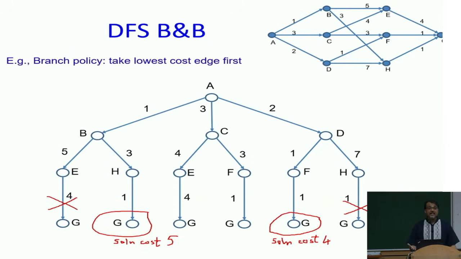What is even more interesting is I can get rid of full subtrees. So, if you think about C, what can I say is my lower bound of going through C? 3 plus 3, 6, and 6 is already greater than 4. So, there is no way I am going to get the best solution through C. So, I prune it, I do not even visit anything beyond C. And therefore, I have reduced some of the computation that I have to do, and this algorithm is called depth first search branch and bound.